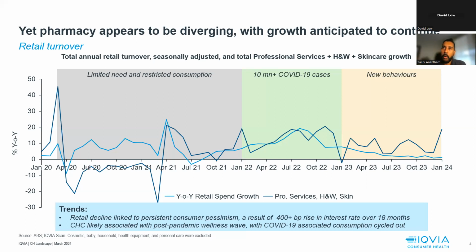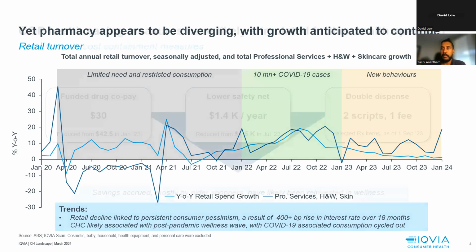And so, of course, while on the previous slide, I said to you, there's not a lot of cause for optimism from a total retail perspective, I think there is still a lot of cause for optimism from the categories that we work within, such as professional services, health and wellness, and skincare. So I think mixed messages here. Consumers are probably going to be financially constrained, but they may be willing to not necessarily give up on consumption from a health and wellness perspective and perhaps even prioritize that.